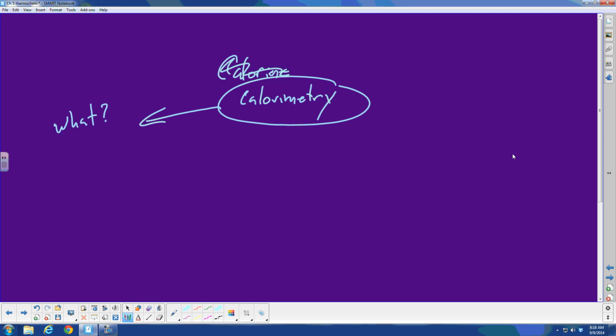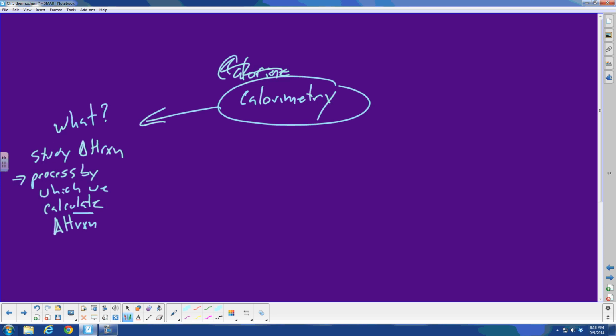I think you might call it the study of delta H of reaction. I don't know if it's really a study. It's really more a process by which we calculate delta H of reaction. So that's at least our goal. We're looking to calculate a delta H of reaction in the lab, and to do that, we're going to use this technique called calorimetry. And there are two forms that we're going to focus on.